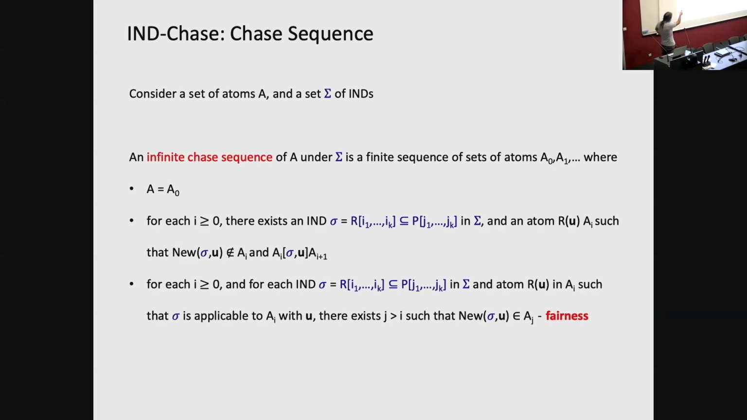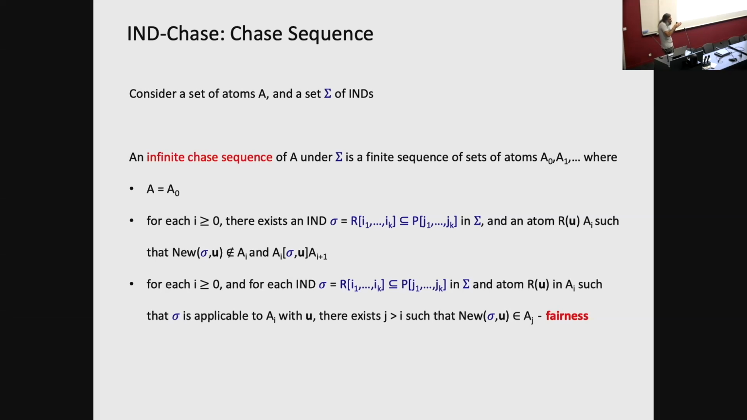A is A0. The second bullet is exactly the same as before. A_{i+1} is obtained from A_i by applying a chase step, providing that this same chase step has not already been applied. And here is the third bullet, which is very, very important in the case of infinite sequences, which we need to understand. Intuitively, it tells us the following: if a certain chase step is applicable at a certain point, eventually it should be applied.